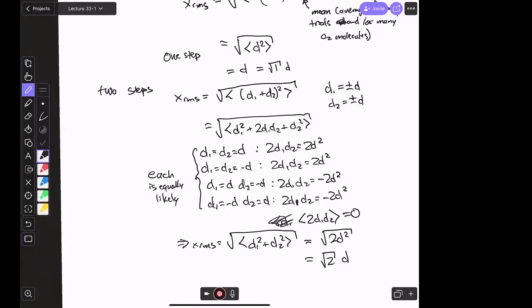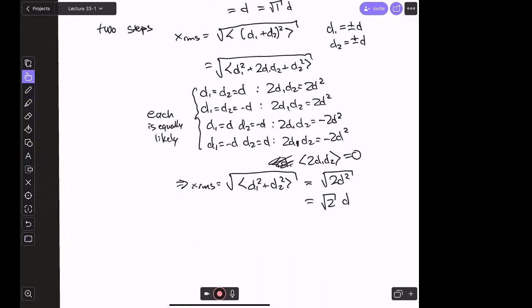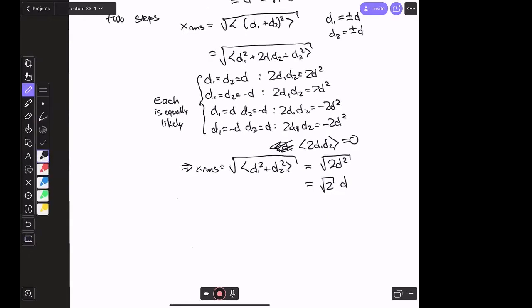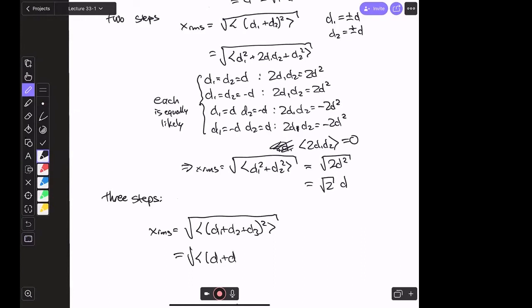Let's just push it one more step. We'll do 3 steps. So in that case, X_RMS equals the square root of the average of D1 plus D2 plus D3, all that squared. And again, each one of those could be plus or minus D. So let's multiply that out. Square root of the average of D1 plus D2 plus D3 times D1 plus D2 plus D3.